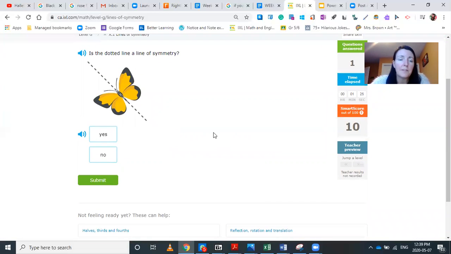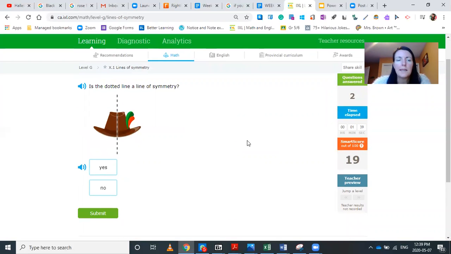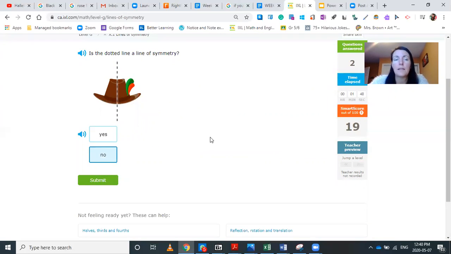Looking at this butterfly, on the other hand, if you fold it along this line, he's got a feeler on both sides, he's got two wings, and the colors even match, and the pattern on the wings match. So yes, that is a line of symmetry. Looking at this one, if it didn't have the feathers, yes, but the fact that there's feathers on one side and not on the other, that means no, it is not a line of symmetry.